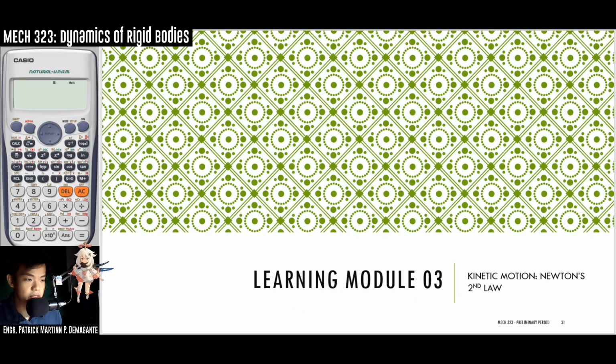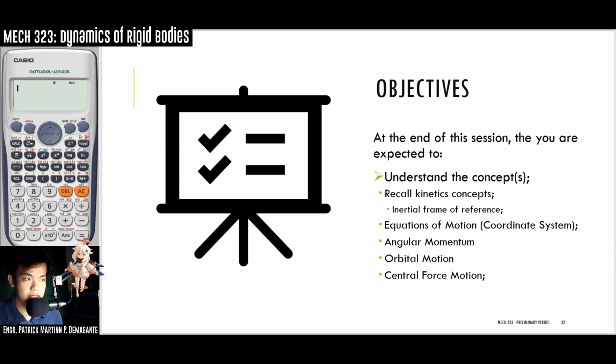so let's start. Let's start first with the objective. So the objective of this session or this learning module 3 or yung video na to, no, is to recall kinetic concepts, especially yung ating inertial frame of reference. So parang review lang din naman yung first part ng ating module. Then next is yung equation of motions na.